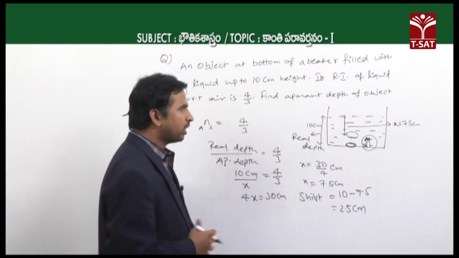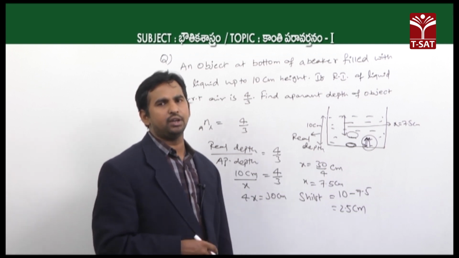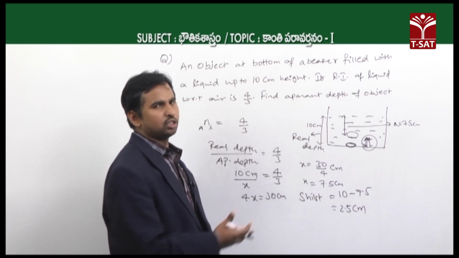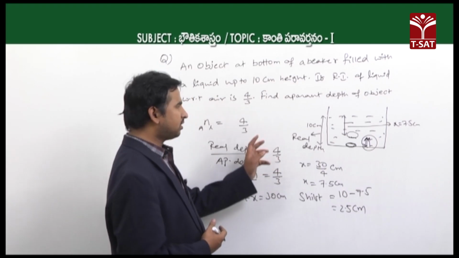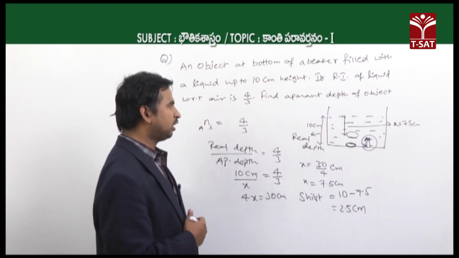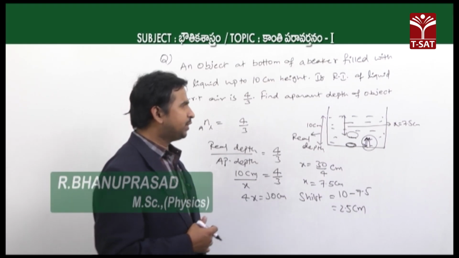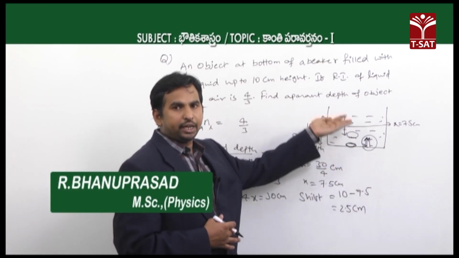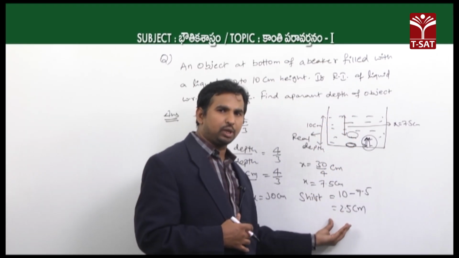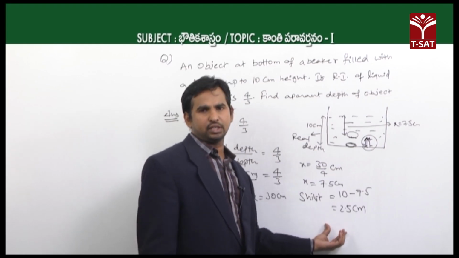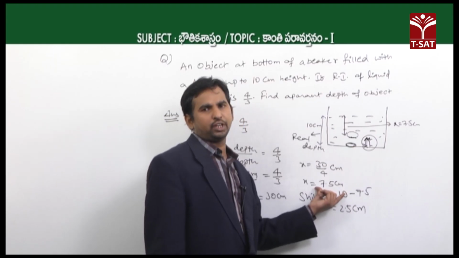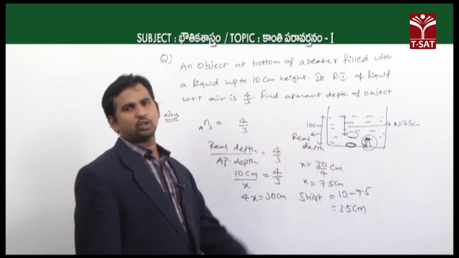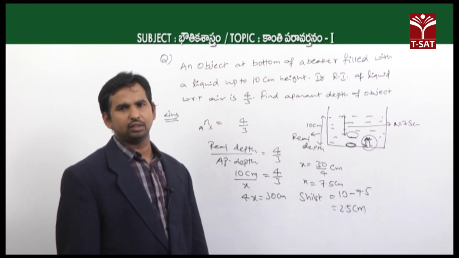So like this, when an object is placed inside any liquid, there is always a change in the position of the object due to the refraction effect. In this case, with an original depth of 10 centimeters for the object placed at the bottom of the beaker, it appears to be raised by 2.5 centimeters, so instead of showing a depth of 10 centimeters, it shows a depth of only 7.5 centimeters. This effect we call the apparent depth effect in refraction.